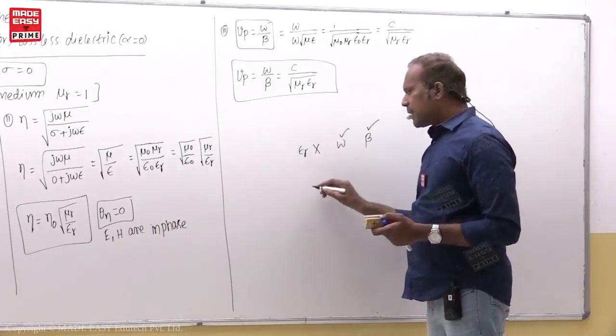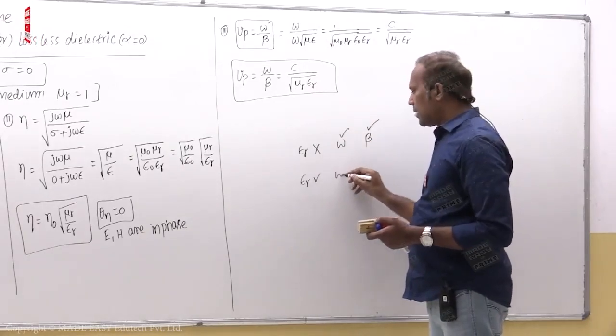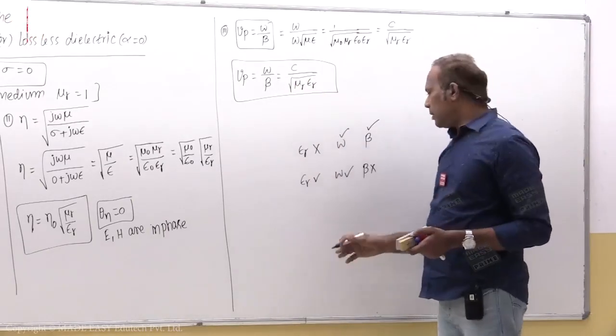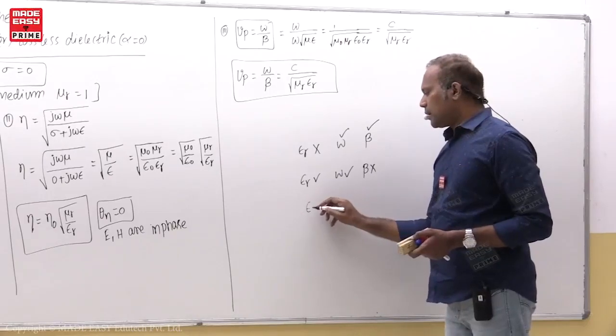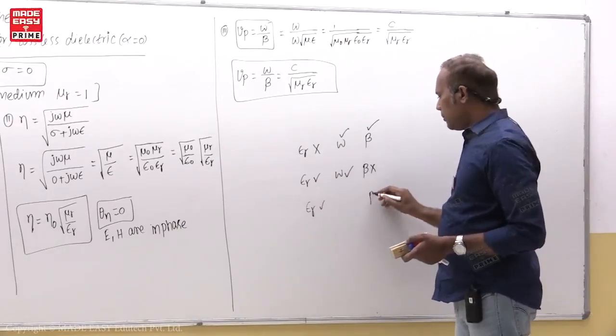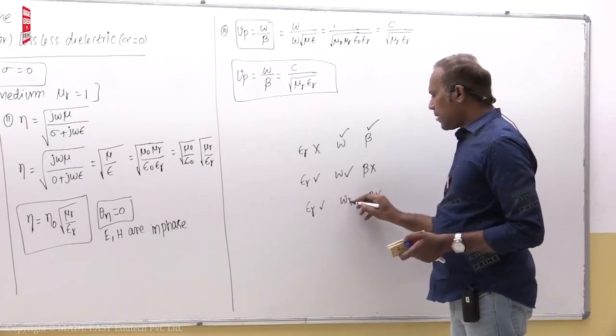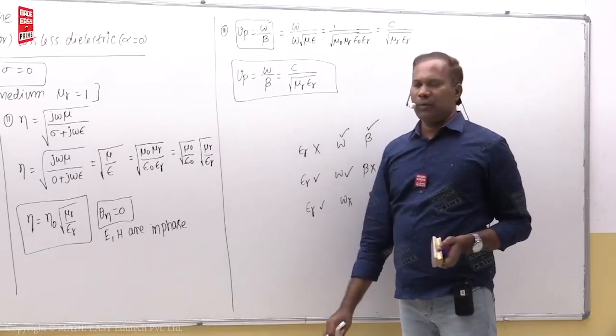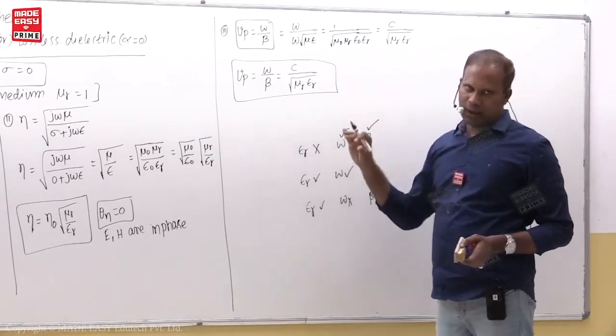Similarly, in some questions, they give epsilon r and omega, but they don't give beta. So this is the formula used to find beta also. In some questions, they give epsilon r and beta, and they don't give omega. They ask you to find the frequency. So this is the formula used to find the frequency. Very, very, very important formula, this one.